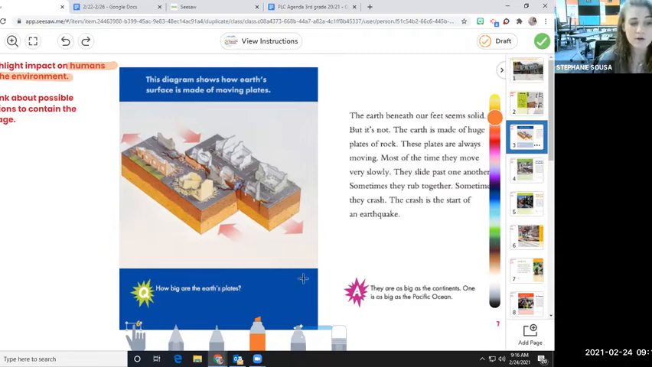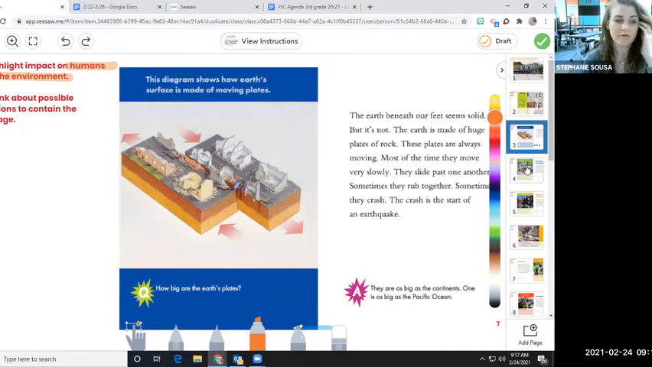How big are the Earth's plates? They are as big as the continents. One is as big as the Pacific Ocean.